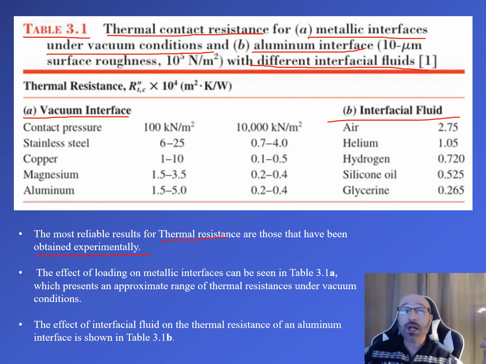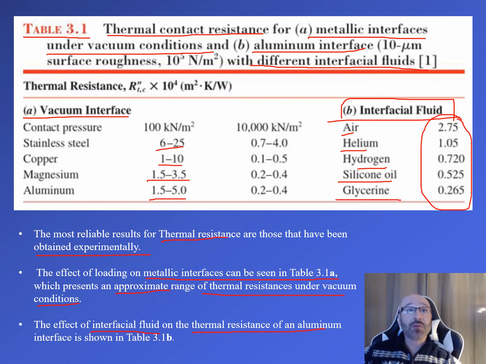Now, the effect of loading on metallic interfaces we can see in part A here. This presents an appropriate range of the thermal resistances under a vacuum condition. You can see this is a range, since a lot of these are obtained experimentally. Then over here in part B we can see the effect of interfacial fluid on the thermal resistance of an aluminum interface. We have these different fluids: air, helium, hydrogen, silicone oil, and glycerin, and their associated values. Pay attention up here to what our units are and the fact that this is times 10 to the 4th.